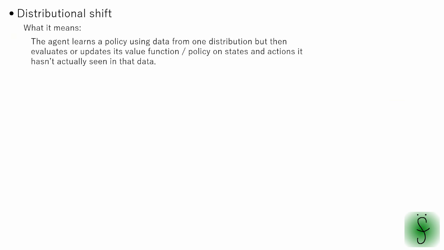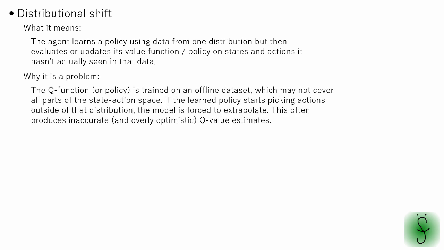Distributional shift occurs when the agent learns a policy using data from one distribution but then evaluates or updates its value function and policy on states and actions it hasn't actually seen in that data. This is a problem because the Q function or policy is trained on the offline dataset, which may not cover all parts of the state action space. If the learned policy starts picking actions outside of the distribution, the model is forced to extrapolate. This often produces inaccurate Q value estimates.